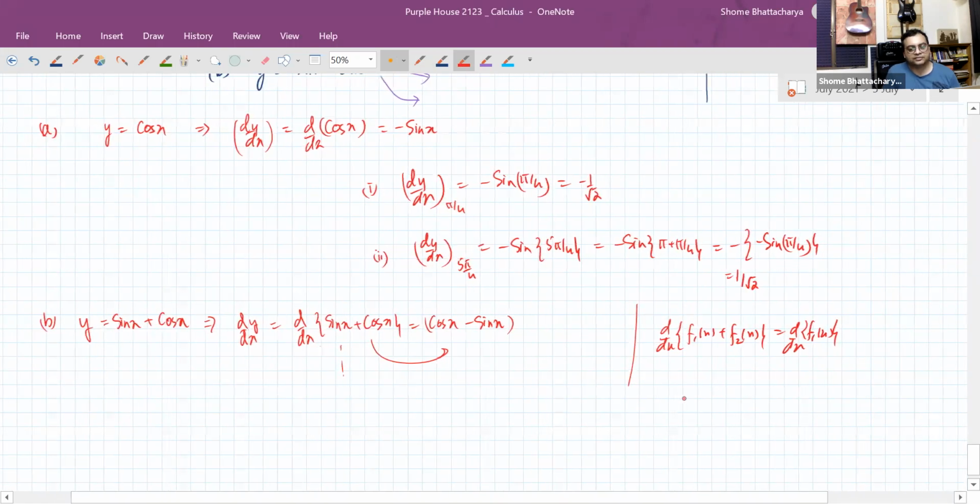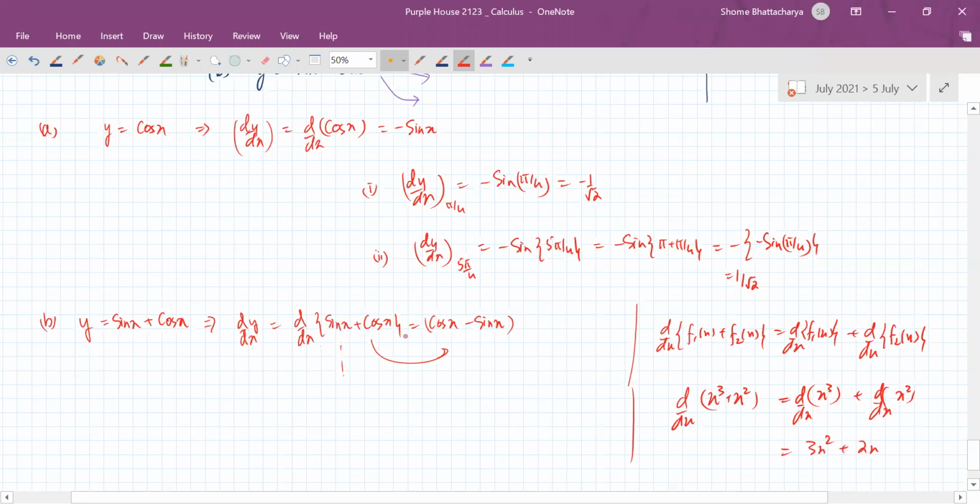Okay. So for example, if I had differentiation of x cube plus x square, how we used to do this? So differentiate x cube and then add it with the differentiation of x square. So that becomes 3x square plus 2x like that. So same thing will apply over here.